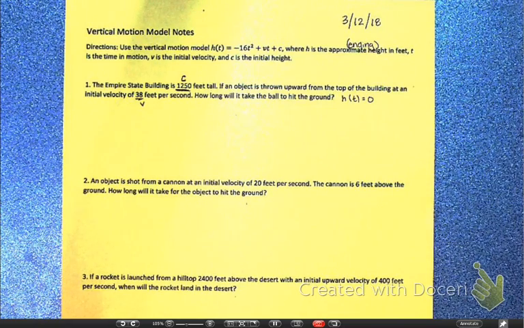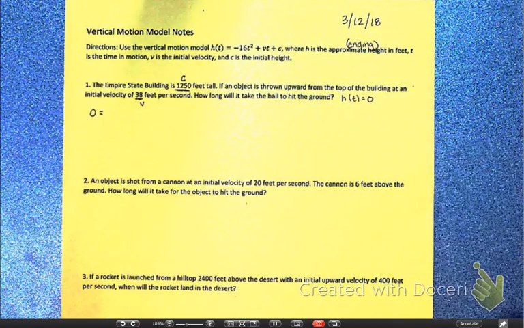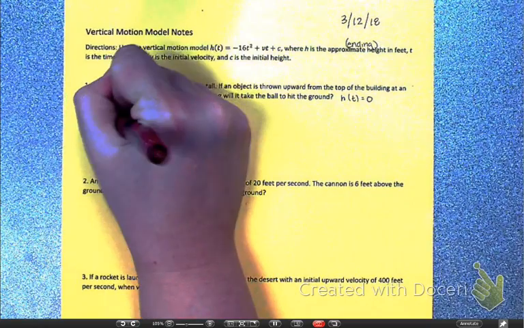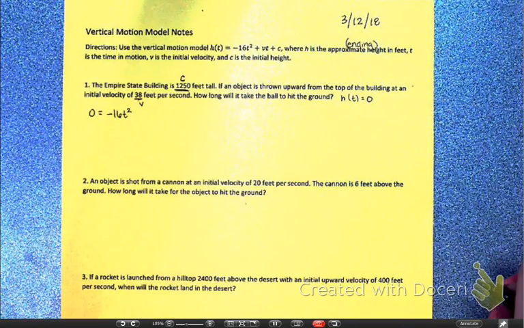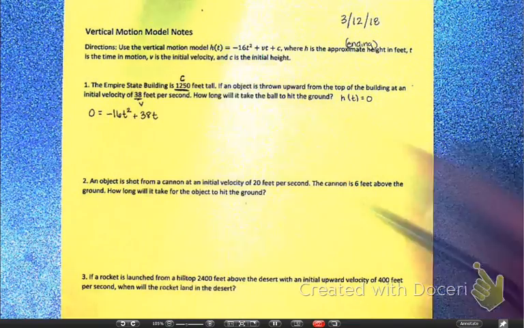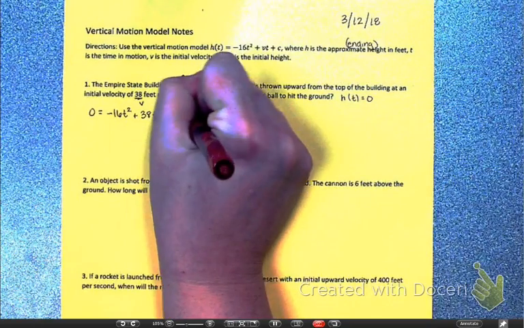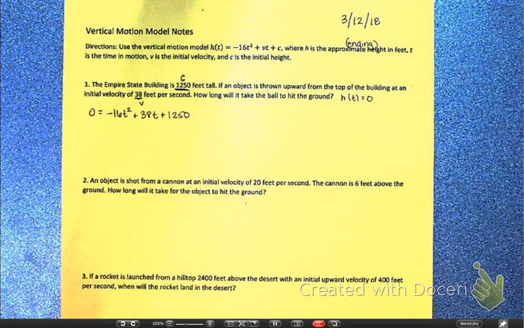All right, so let's plug that information into our equation. So h of t is 0. And then I have negative 16t squared. My v is 38. And my c is 1250. So t stays in your equation. Everything else gets replaced.